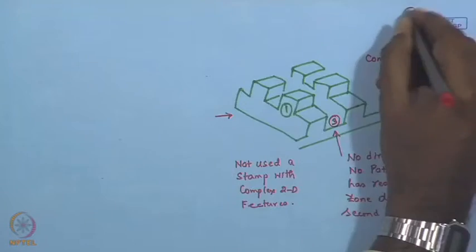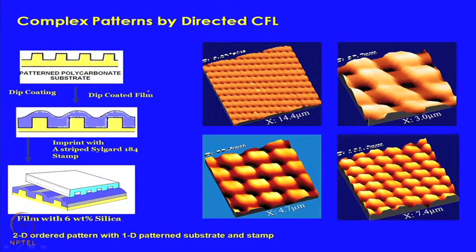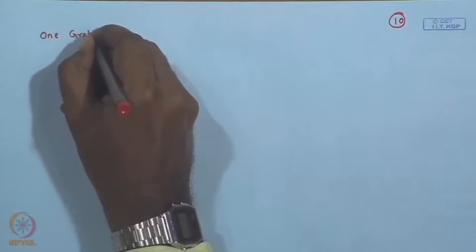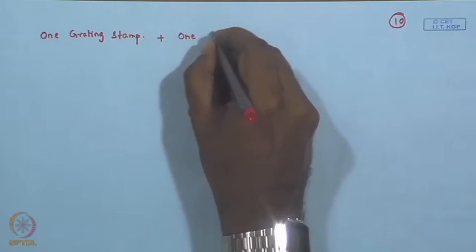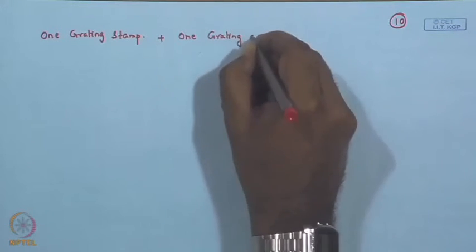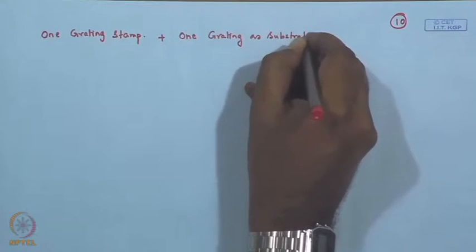The other approach, which is pretty similar to this one, but which we did recently, and can also be regarded as a nice technique for making more complex structures by using a simple stamp or simple hardware, is not to use two gratings as stamps, but to use one grating as a stamp and the other grating as a substrate. So, this is now interesting.